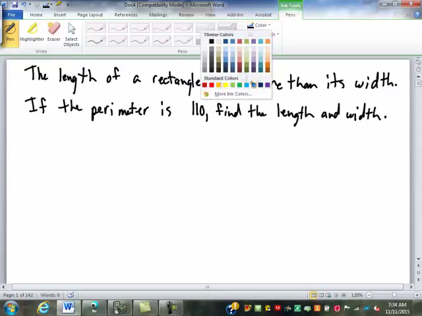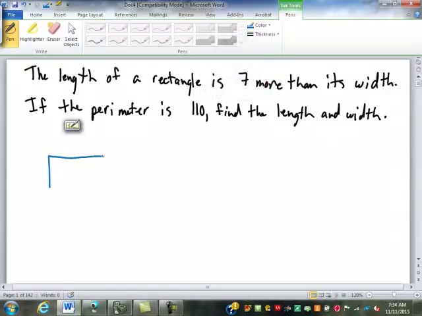So this one we're talking about a rectangle. So I'm going to draw a picture where it says the length is 7 more than the width. So I'm going to let W be the width. The length will then be W plus 7. 7 more than that.